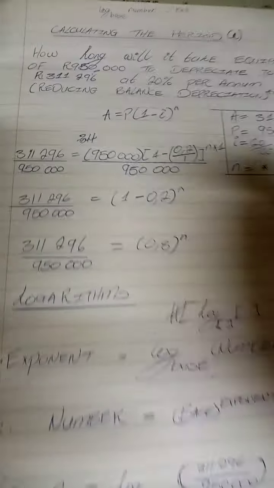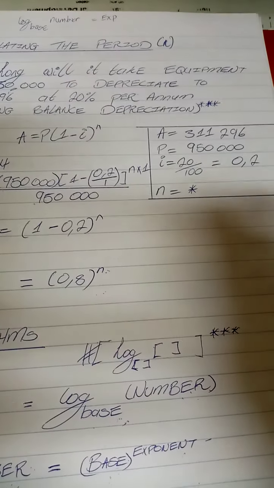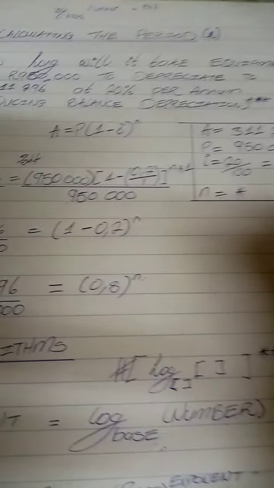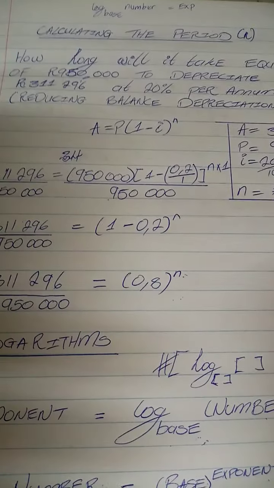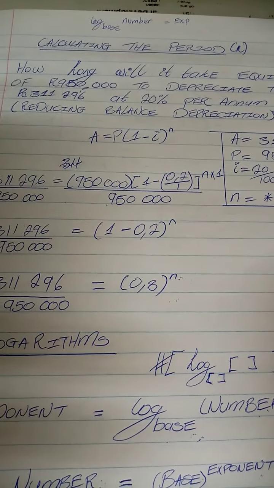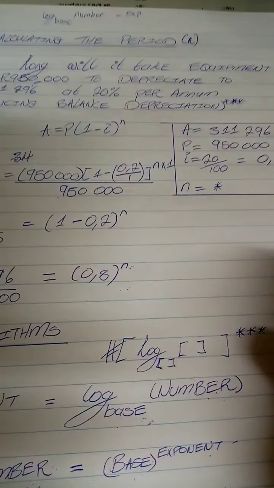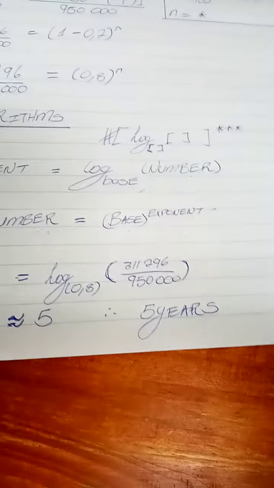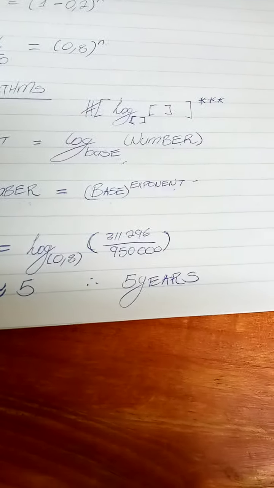Answering the question, how long will it take for the equipment worth 950,000 to depreciate to 311,296 at 20% per annum? It is 5 years.